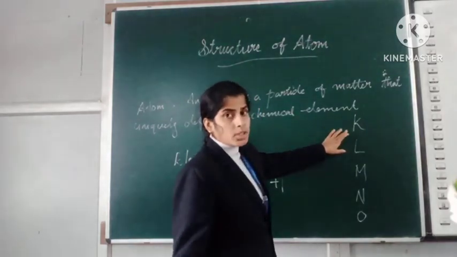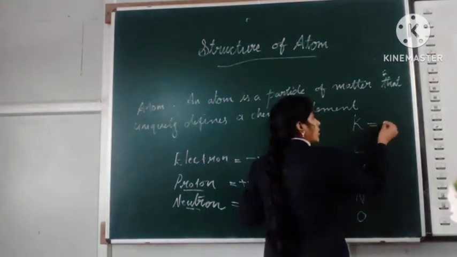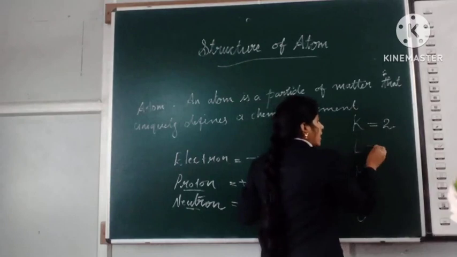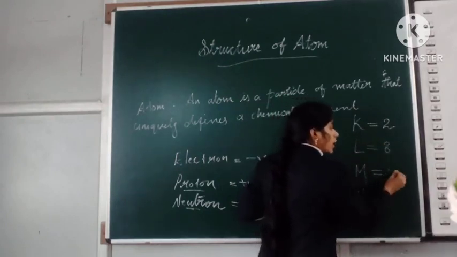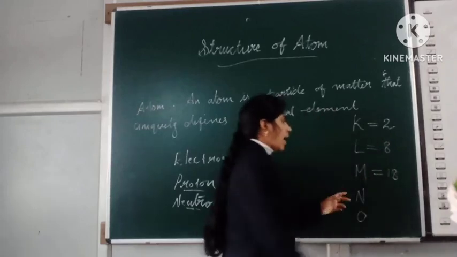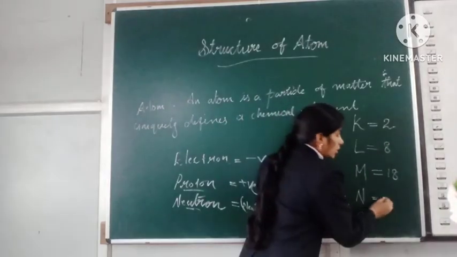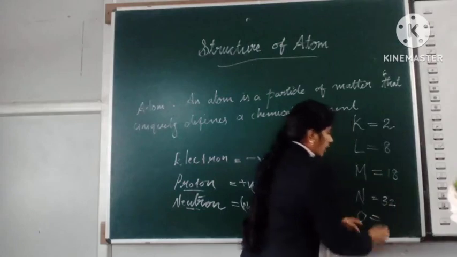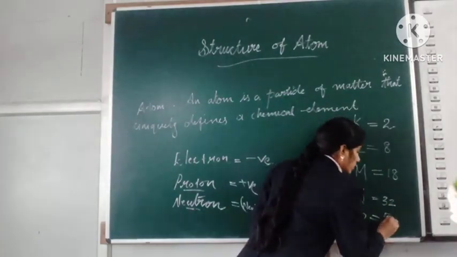The K shell can accommodate 2 electrons. The L shell can accommodate 8 electrons. The M shell can accommodate 18 electrons. The N shell can accommodate 32 electrons, and the O shell can accommodate 50 electrons.